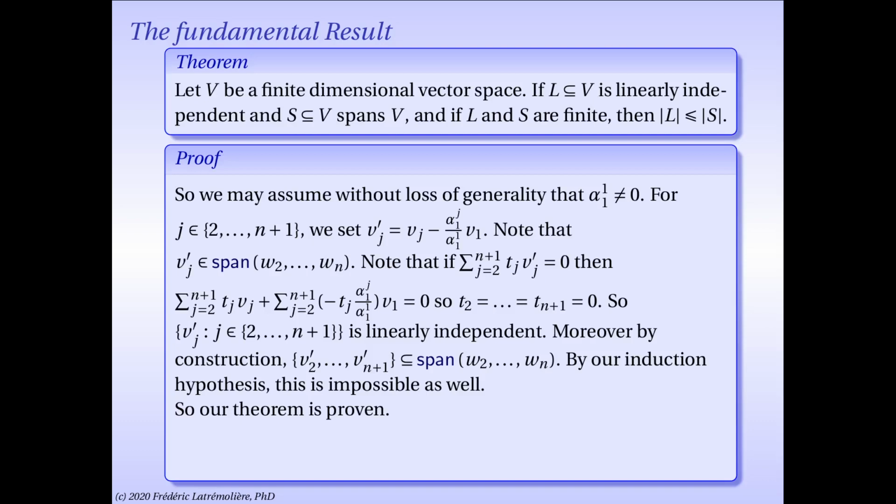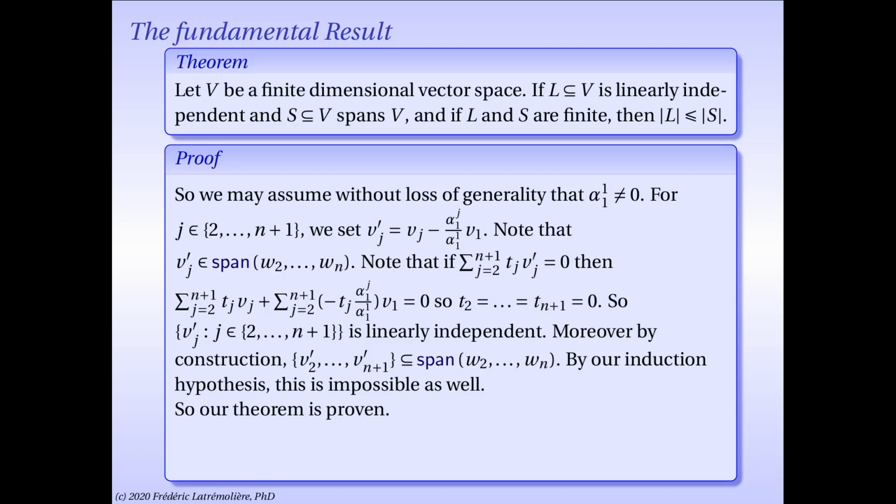So let's see what we have. We have the set v prime 2, etc., v prime n plus 1, which is a set of n vectors, and it is linearly independent. And it is also a subset of the linear span of the set w2 to wn, and that's a set of n minus 1 vectors. But our induction hypothesis tells us that this is impossible. Therefore, our theorem is proven.